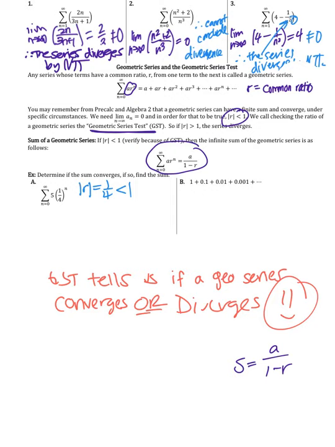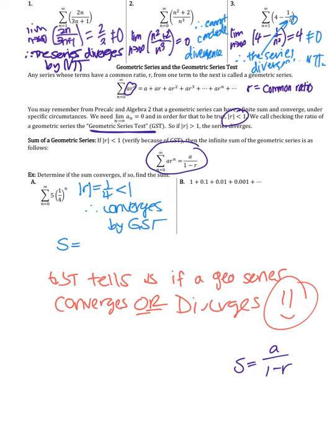And 1/4 is less than 1. Therefore, this converges by GST. So that is the work that you're expected to show. In order to show that the conditions are met, you show that the absolute value of r, whatever that number is, so in this case 1/4, is less than 1, therefore it converges by GST, and you have to state the name. And these problems are asking us, okay, so if that's true, find the sum.